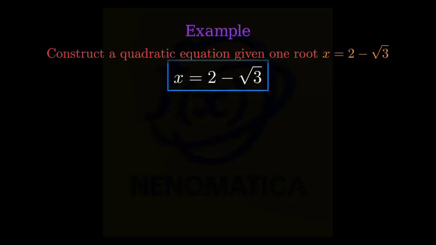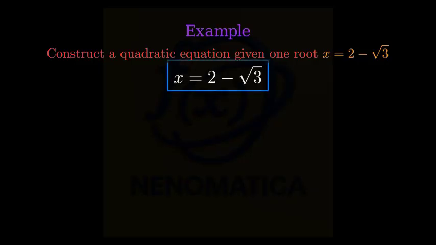Example: construct a quadratic equation with real coefficients given that one root equals 2 minus the square root of 3. We will follow the steps shown on screen exactly, line by line. Step 1. Set the root equal to x. x equals 2 minus square root of 3.